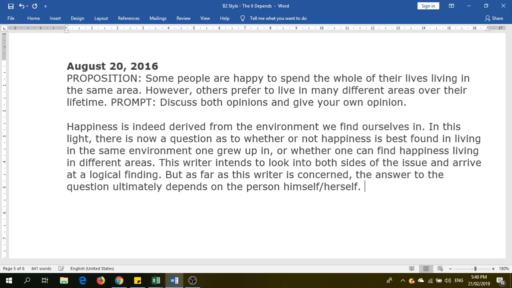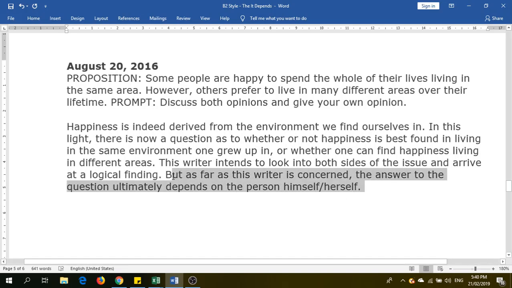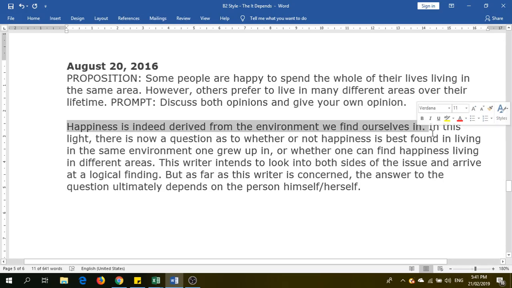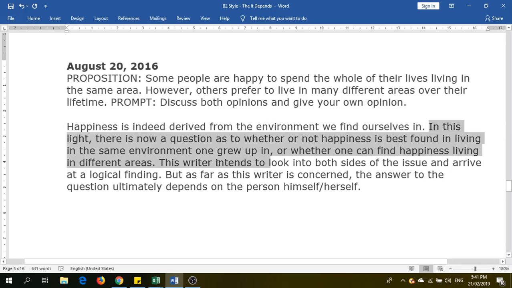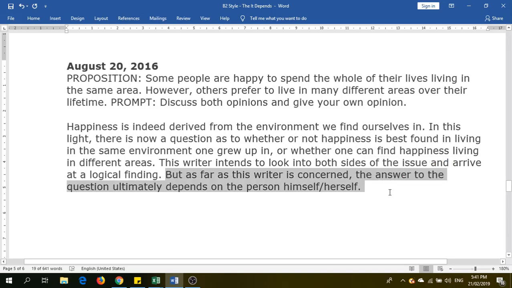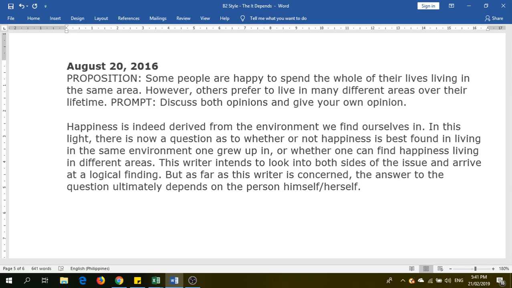There. All right. So that is now the it depends opinion that I intend to argue for this essay. Remember these four elements: the hook statement over there, and then the paraphrase statement over here, and then this writer intends to look at both sides of the issue. This is the forecast statement, and this is the thesis statement. All of these four elements will be discussed in a future video talking about the introductory elements. Please wait, anticipate that video.